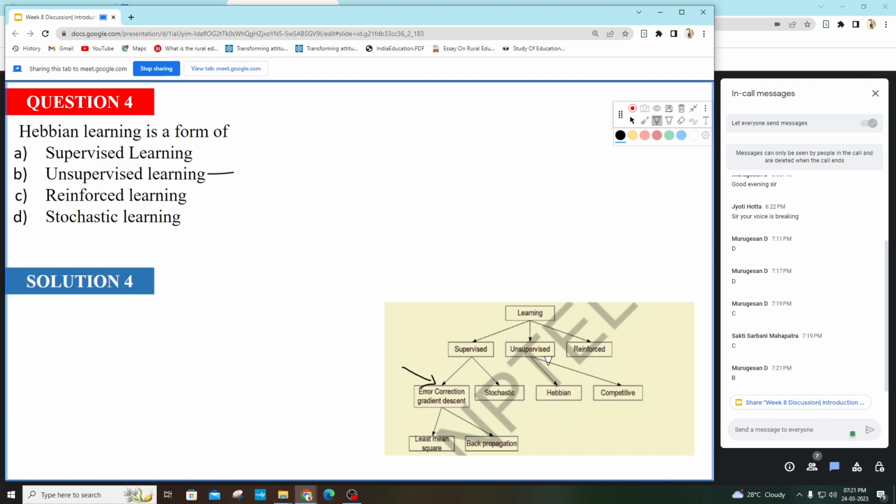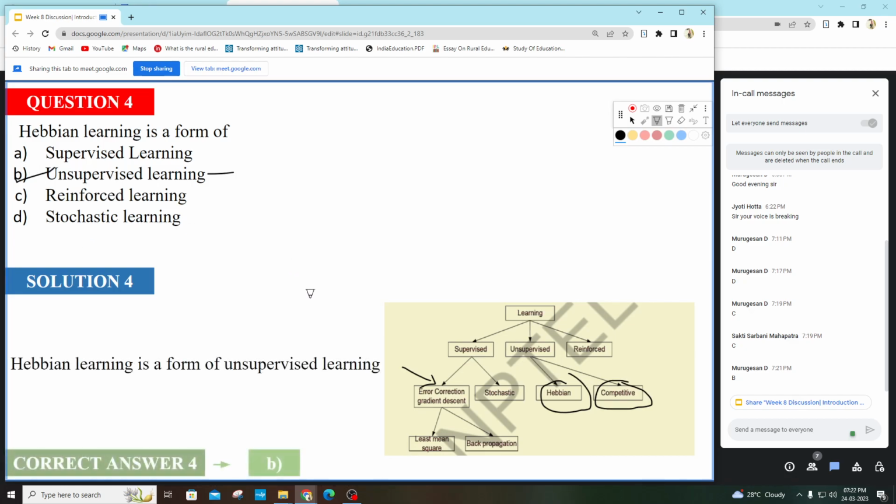Similarly, unsupervised learning is divided into 2 parts. One is Hebbian learning and one is competitive learning. You can learn more about this from your lecture notes. So your question here is, Hebbian learning is a form of what? Hebbian learning is a form of unsupervised learning, so option B is your correct answer. I am not discussing this in detail; you can learn more about Hebbian learning from your lecture notes.